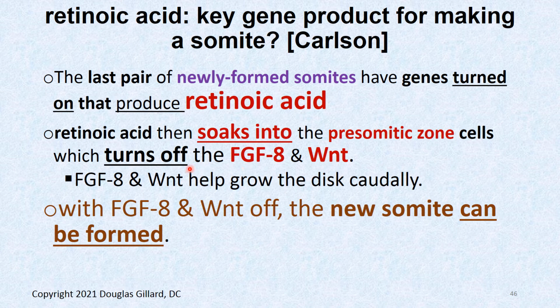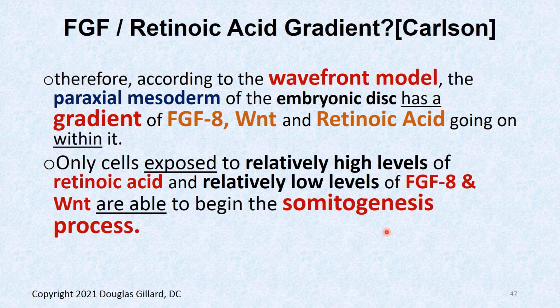Well, it turns off some genes that are naturally turned on. These are the growth genes. FGF8 and Wnt, they cause the disc to grow caudally. And so we need to turn those off. So with Wnt and FGF8 off, then a new somite will form when it gets exposed to retinoic acid. Right? That model has a name. It's called the wavefront model. You should know that word, the wavefront model.